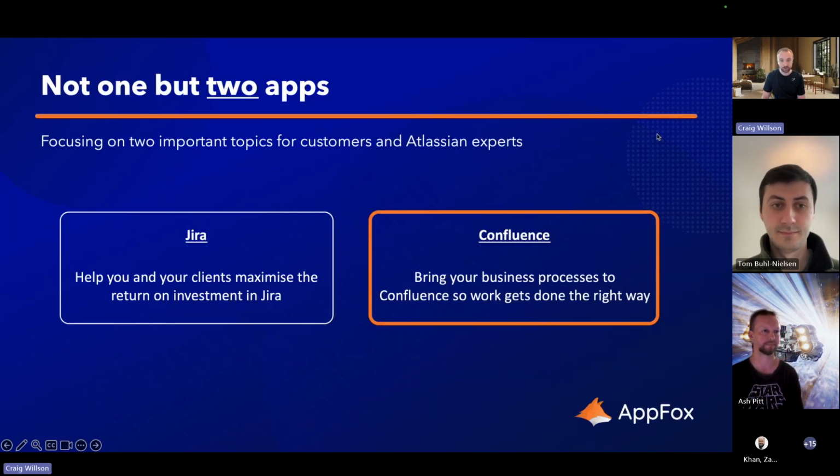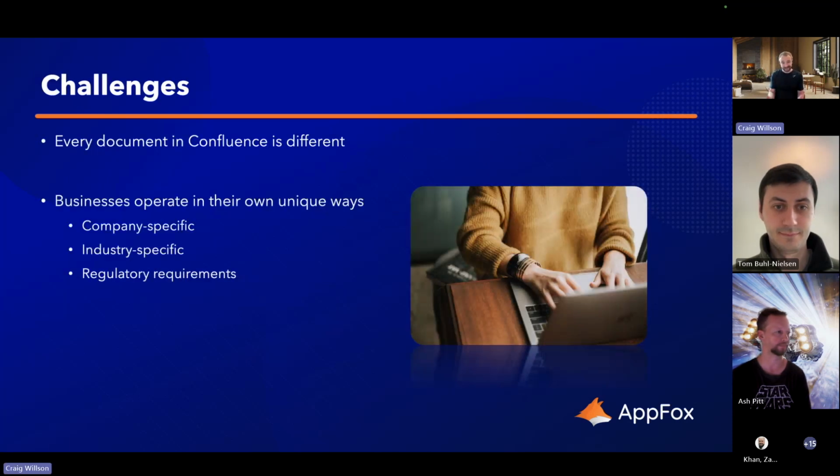Cool, so moving on to Confluence. This one is another one of our products, but basically we want to focus on how you bring your business processes to Confluence, which ultimately helps you get things done in the right way, so the right people are involved in the process at the right time. So setting the scene a little bit with this, Confluence is again a similar tool to Jira, right? The more it gets used, it will grow, and the number of pages and spaces you have will inevitably grow.